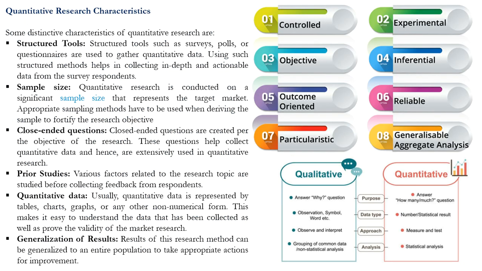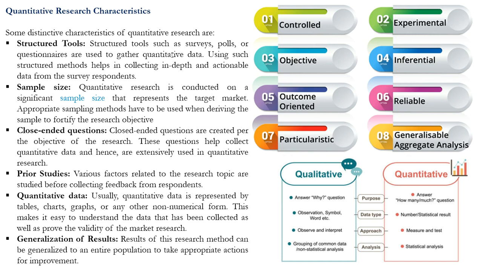Okay. Then what are the quantitative research characteristics? Every research method, every research field, every object has some distinctive characteristics. In the same way, quantitative research also considers the following factors as characteristics: controlled, experimental, objective, inferential, outcome oriented, reliable, particularistic, and generalized aggregate analysis. Based on these tools, we can categorize it into various factors, based on 1 to 8 points.